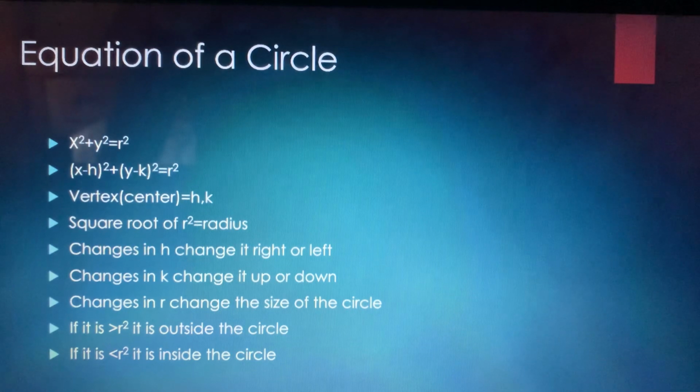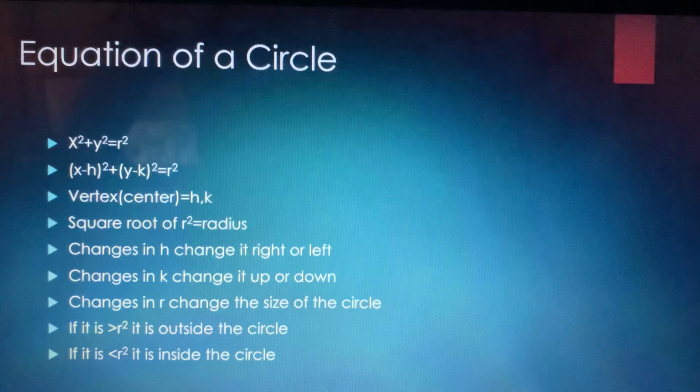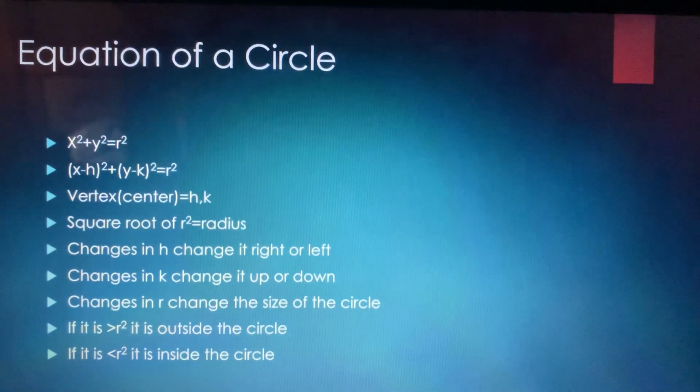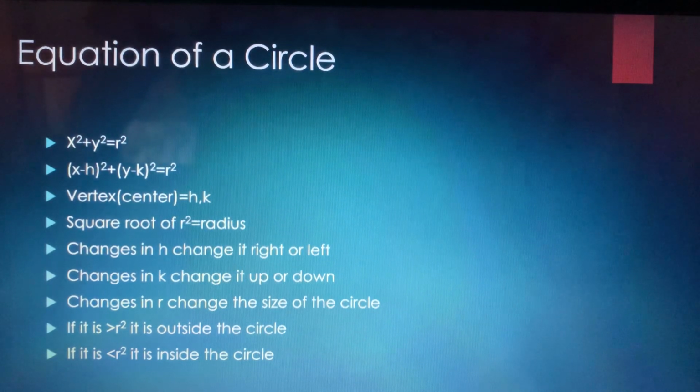So the equation of a circle is x minus h squared plus y minus k squared equals r squared. And the vertex, also known as the center, is h comma k. So h is the x-coordinate of the vertex, and k is the y-coordinate of the vertex. And the square root of r squared is just the radius, because r squared is just the radius squared.